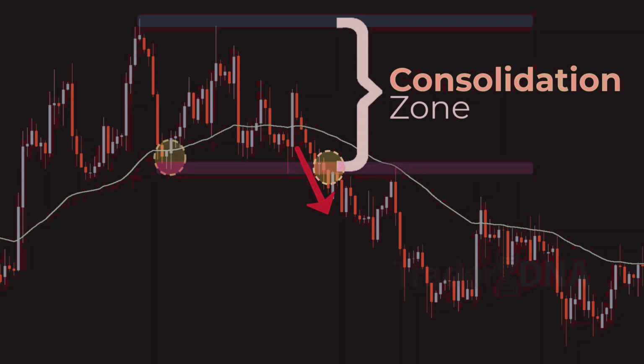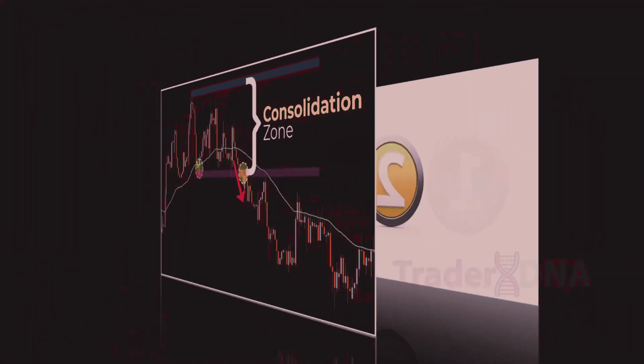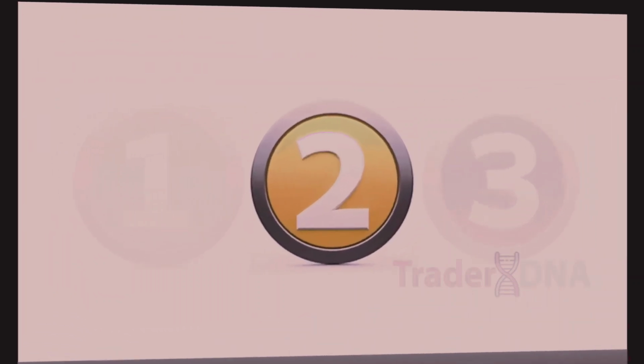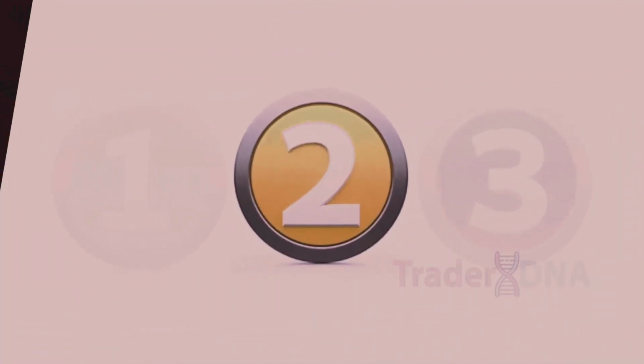So yeah, next time you open your chart, don't just stare at the EMA and guess. Read the story the market is telling you, because when you understand that story, that's when trading stops being random and starts becoming powerful. Alright guys, get ready because this next strategy is absolutely insane.